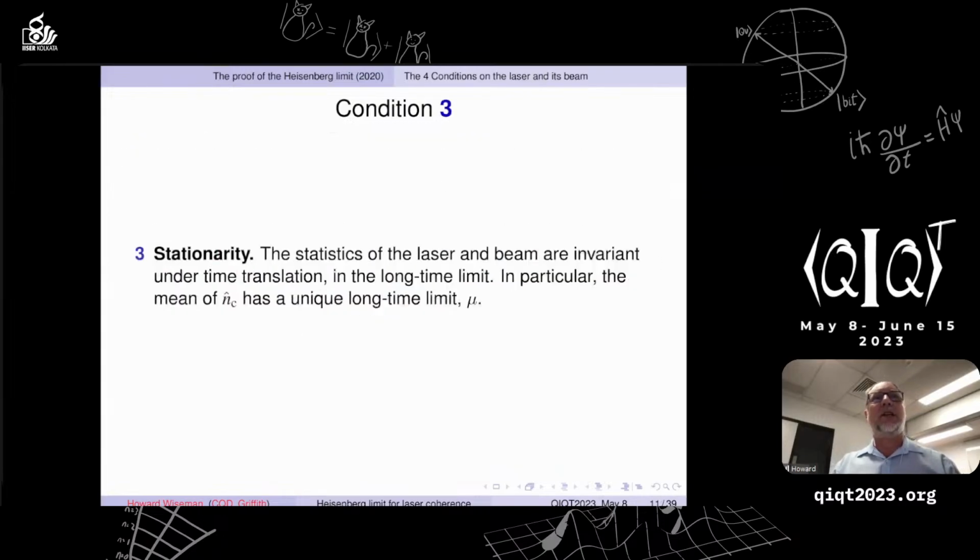Condition 3 is very easy to understand. Stationarity just says the statistics of the laser and the beam are invariant under time translation in the long time limit. One consequence is that I can ask what is the mean of this operator N_c, the number of excitation operator that appeared in the previous definition. That's going to have some particular long time limit, and I'm just going to call that mu. So that's where the parameter mu enters into the problem.